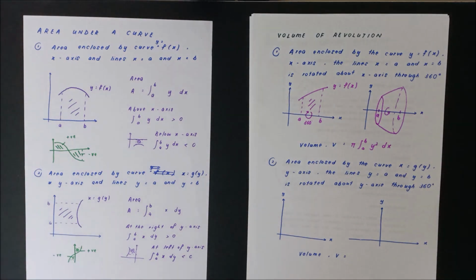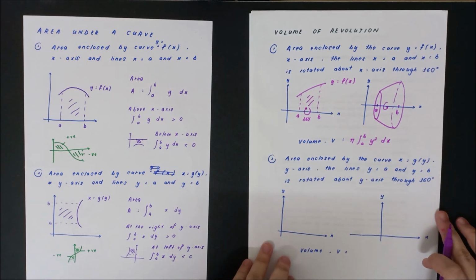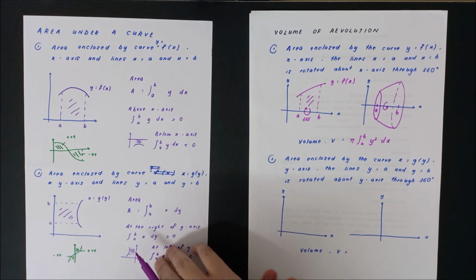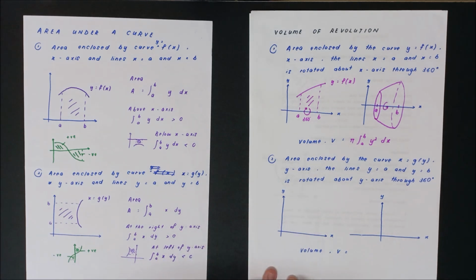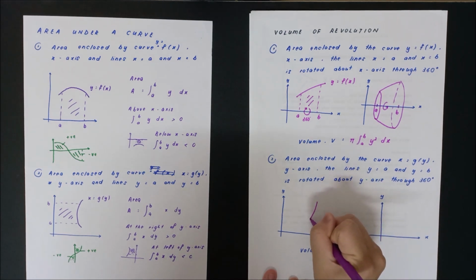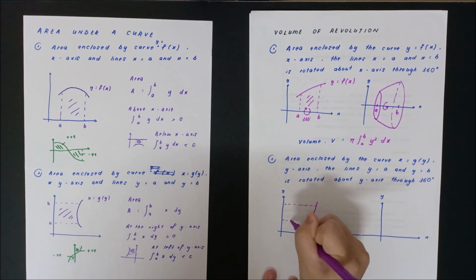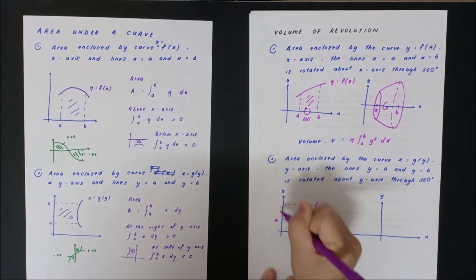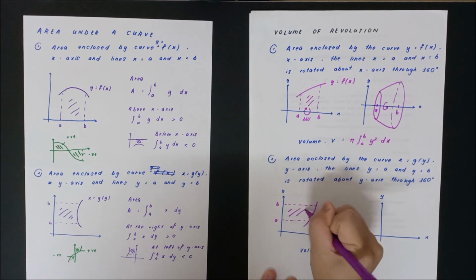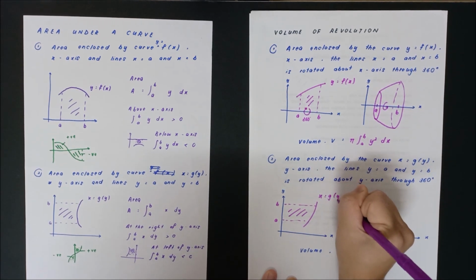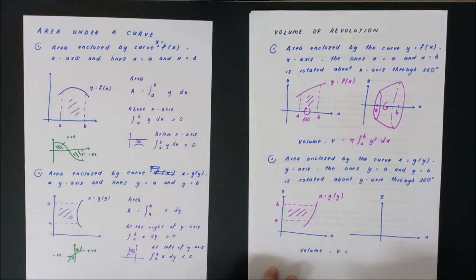Now let's see the second part. This is the area enclosed by the curve y equals g(x), the y-axis, and the lines y equals a and y equals b, rotated about the y-axis through 360 degrees. The same thing, I'm trying to draw this line. This is my a, this is my b, this is my shaded region, and I have y equals g(x). Sorry, x equals g(y).